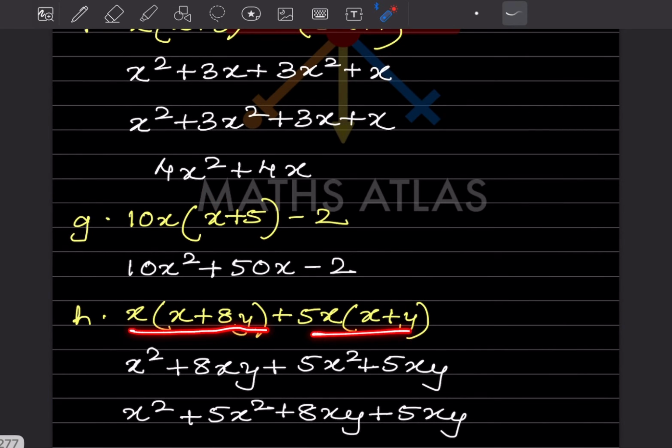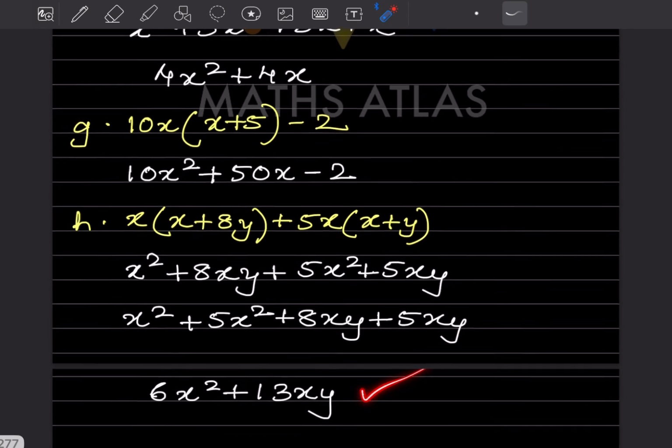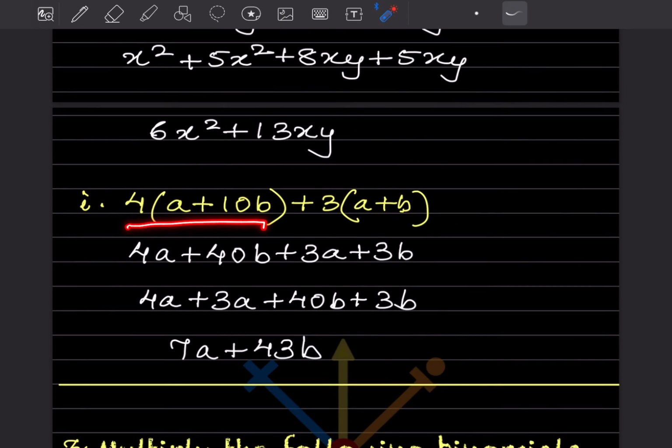This and this together, this and this together, so this is going to be x squared plus 8xy, and this will be 5x squared, and this will be 5xy. So now this and this together, because they are the like terms, and this together. So that will be x squared plus 5x squared, and this will be plus 8xy plus 5xy. So there is 1 over here, means that will be 6x squared, and here 8xy plus 5xy, that is going to be 13xy.